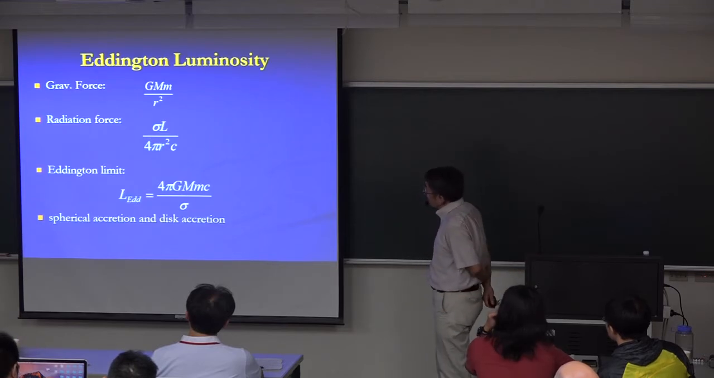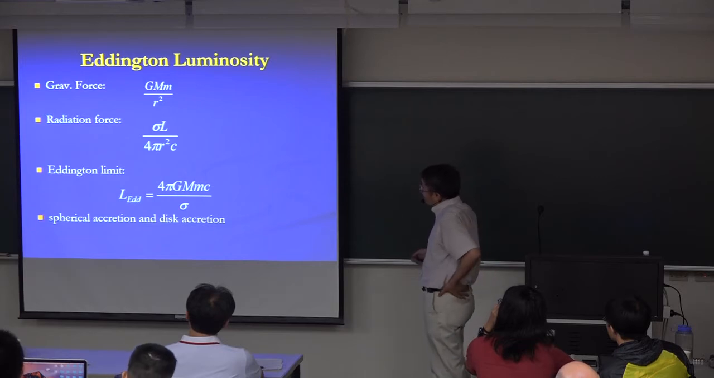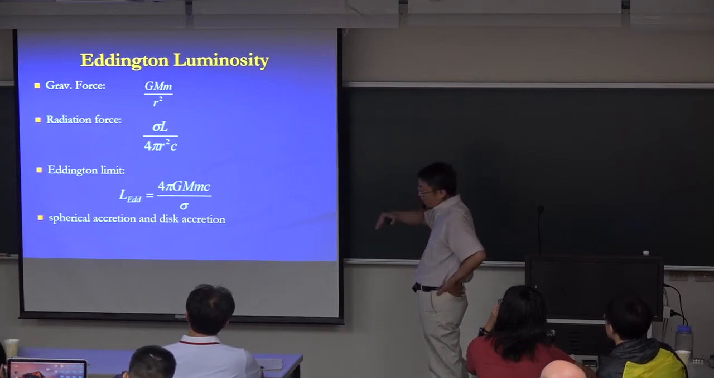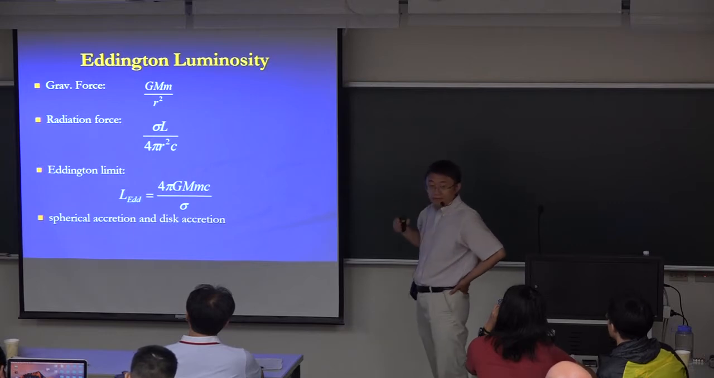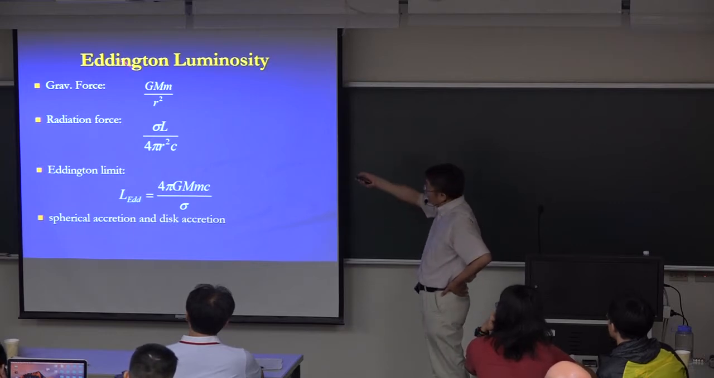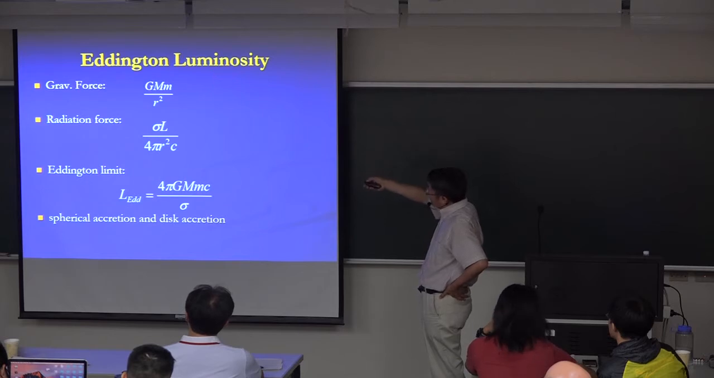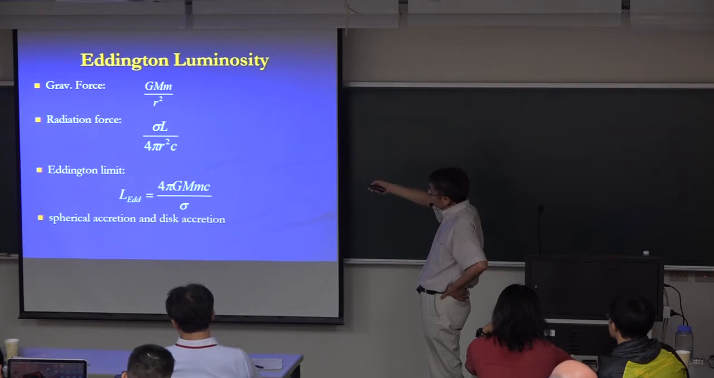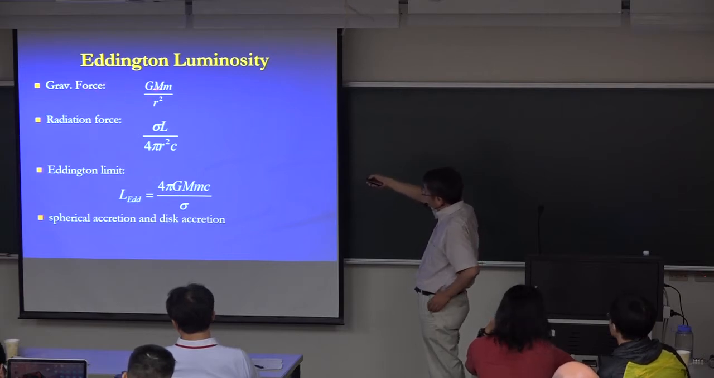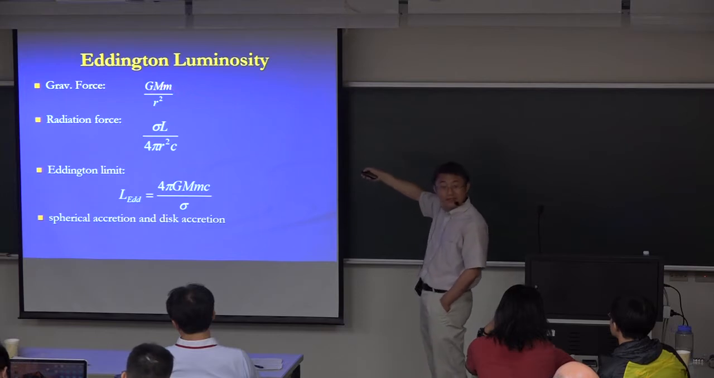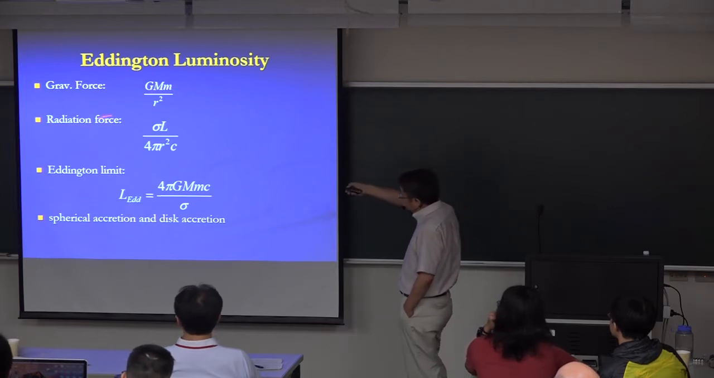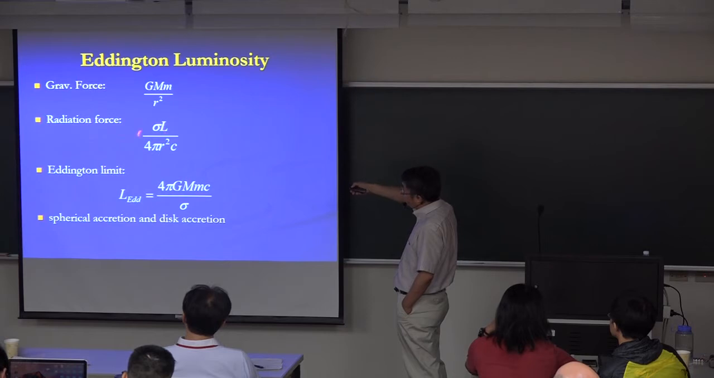Then Eddington luminosity. Eddington luminosity is the balance when the gravitational force is equal to the radiation force. This will give us Eddington luminosity. So consider a fluid or gas element in the accretion disk. On one hand, it will feel the gravitational force described with this equation. On the other hand, this fluid element will feel the other force. It is a radiation force.